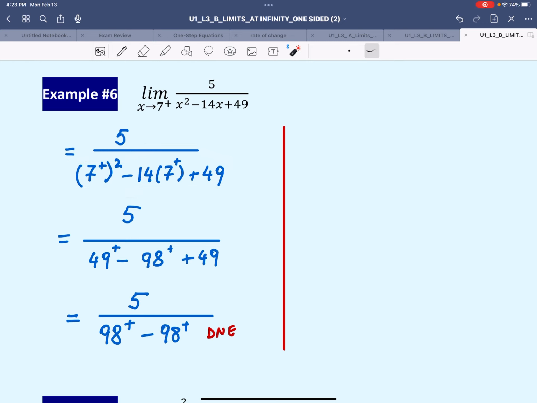The method that can help us estimate this limit is factoring. So what we are going to do is rewrite this limit, this time factoring the denominator. The denominator's factored form would be x minus 7 times x minus 7.